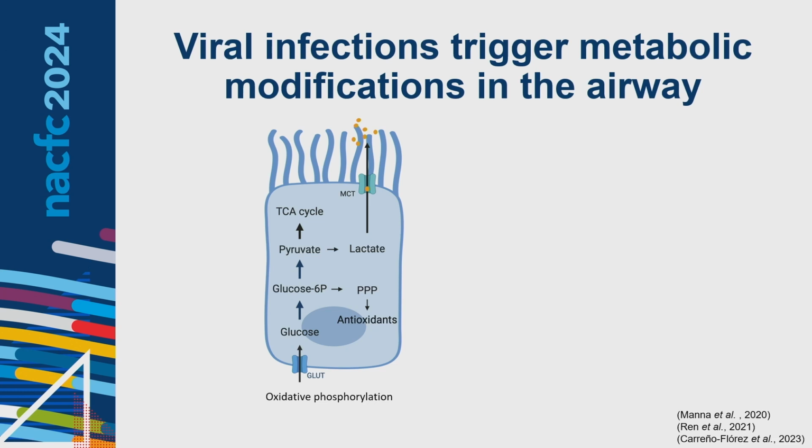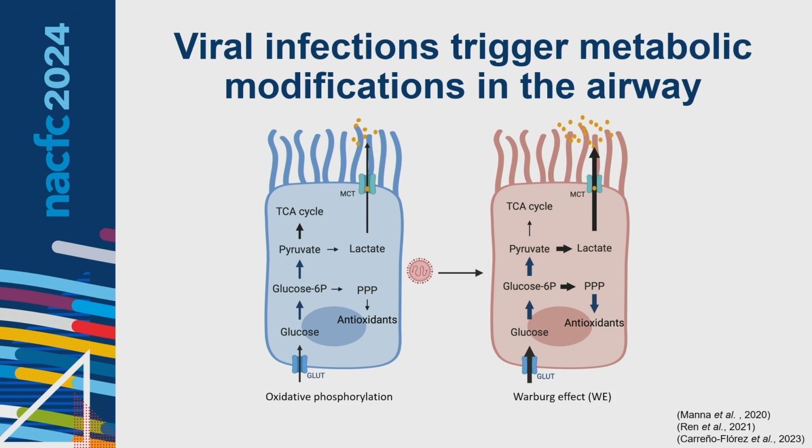But during a viral infection, this metabolic state is shifted away from oxidative phosphorylation towards what's known as the Warburg effect. And in this environment, glucose consumption is increased in the cells, which are then still sent through glycolysis to generate pyruvate, but this pyruvate is primarily being converted into lactate instead of going into the TCA cycle, which is then being secreted out into the apical environment where Pseudomonas can interact with it. And in addition to this, there's also an increase in glucose 6-phosphate, one of the first components of glycolysis, being shunted away from glycolysis towards the pentose phosphate pathway, which is really important for the production of NADPH and antioxidants.